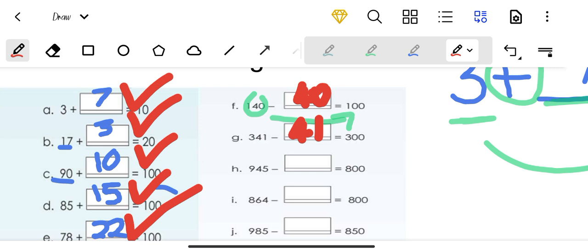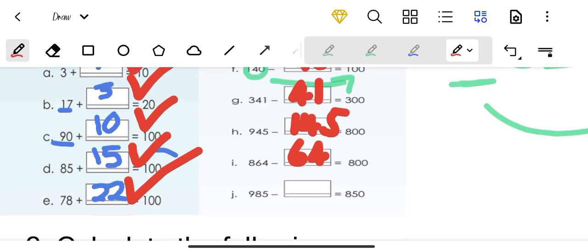H: 945 minus blank is equal to 800. So you check, what did they do to 945? They subtracted a 145. So you're going to write your 145. So if you say 945 minus 145, it equals 800. I: it's 864 minus blank is equal to 800. So you check, what did they subtract? They subtracted a 64. So you write your 64 there.